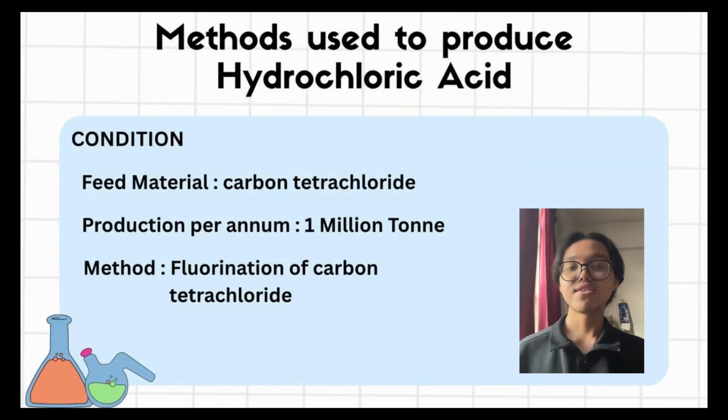So this is the method that we use to produce hydrochloric acid. The feed material is carbon tetrachloride, and the production per annum is 1 million tons. So the method we use is fluorination of carbon tetrachloride.